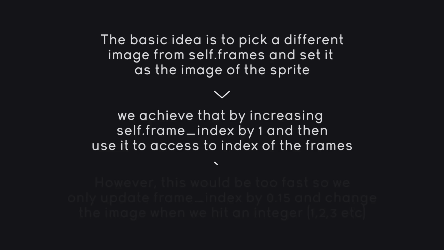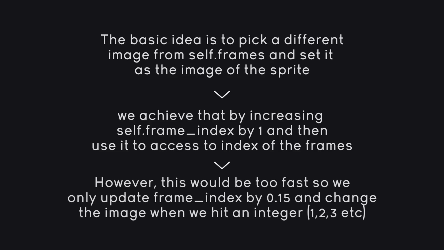However, the problem with this setup is that our animation would run way too fast, because we are picking a new image every 60 milliseconds. It's just far too fast. So instead, I don't want to update my self.frameIndex by 1. I only want to update it by 0.15. And then we are only going to pick the next index once we are reaching the next integer.